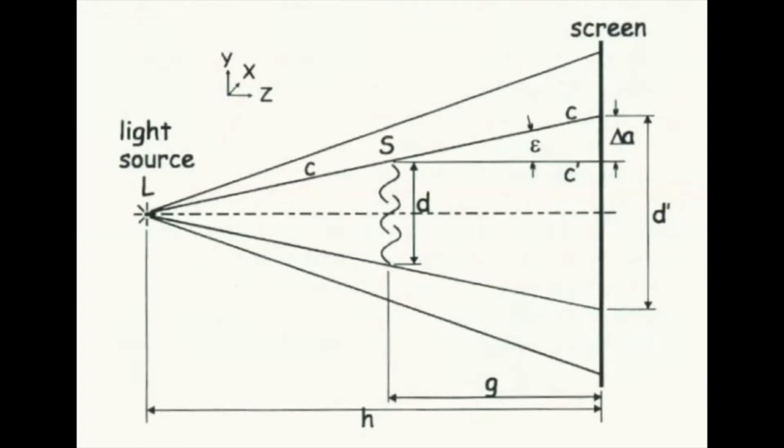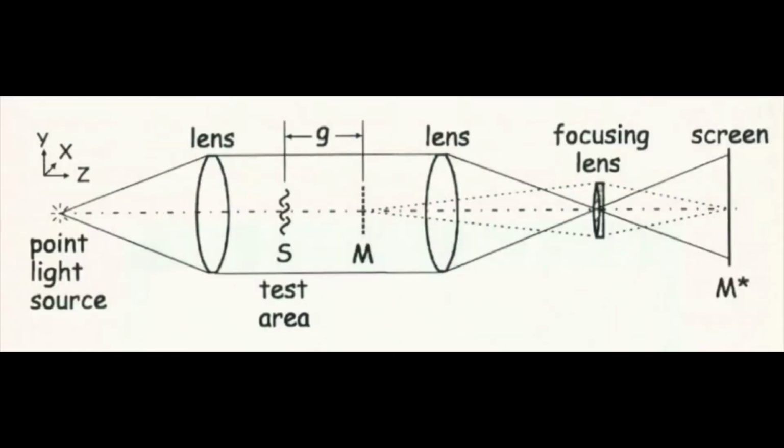Another flow visualization method similar to schlieren is shadowgraph. Shadowgraph is simpler to achieve than schlieren. As the name suggests, shadowgraphs produce a shadow of the phenomenon being imaged.